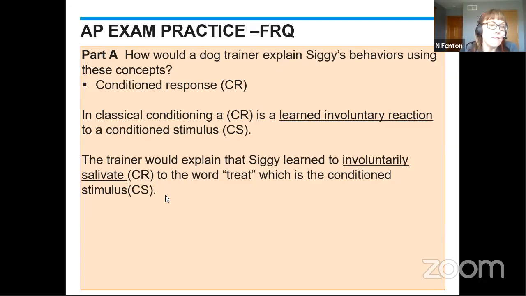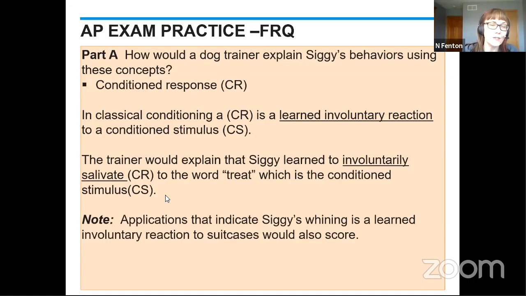And you have to have that response. In this case, the trainer is going to talk about salivation to the word treat, and treat is the conditioned stimulus. And again, you could also go with Siggy whining at his owners leaving as a conditioned response, like the dog being sad. Emotion.